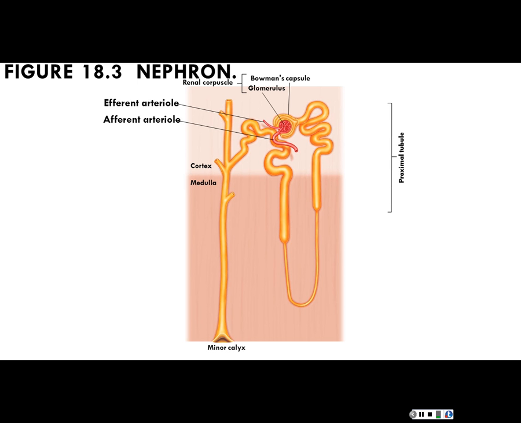Surrounding the glomerulus, in the tube compartment, is the Bowman's capsule. So the Bowman's capsule is this glove-looking thing that surrounds it. What is its job? To collect, to capture the filtrate. The Bowman's capsule is there to capture our filtrate that's formed at the glomerular capillaries.